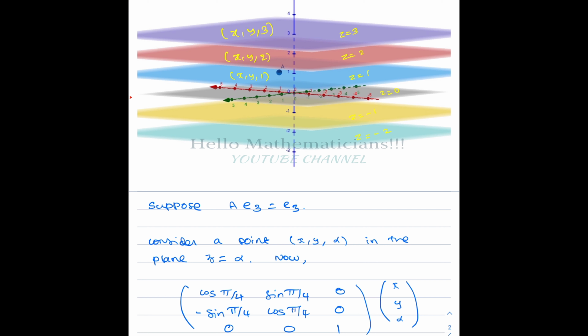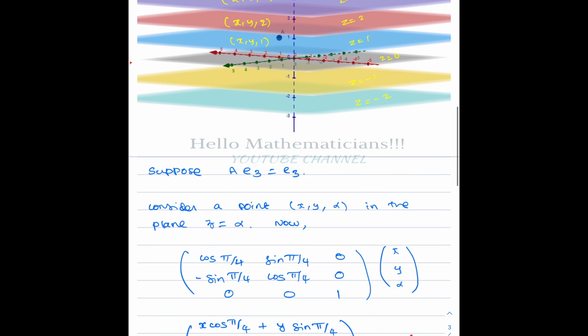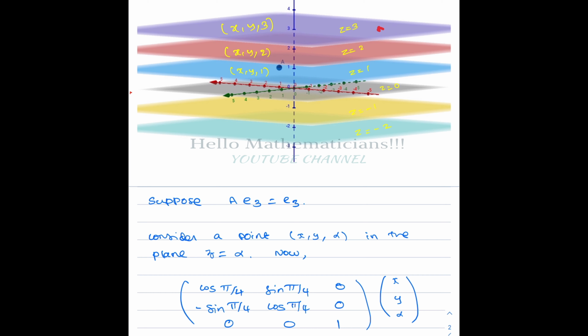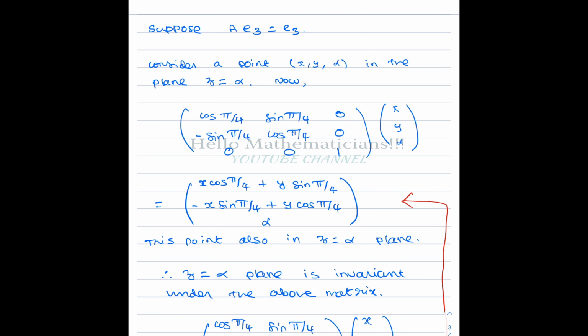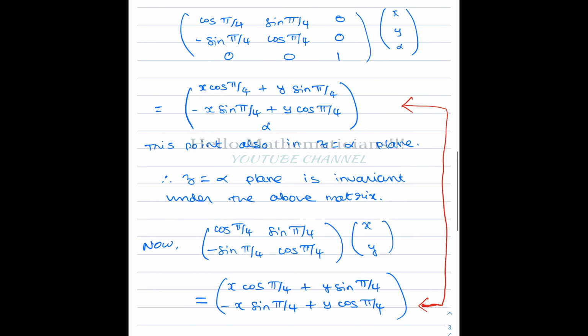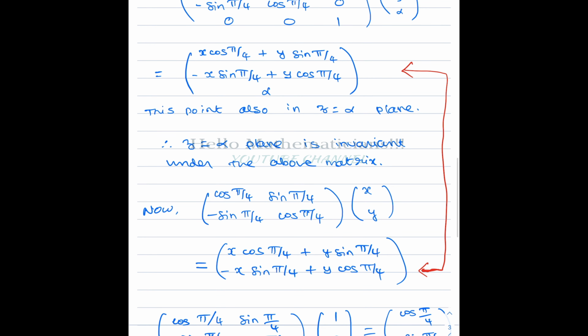Therefore, each of these planes parallel to the xy plane is invariant under the matrix. So invariant means that this plane goes to this plane only. This plane goes to this plane only. So a point in this plane cannot go to some other plane. Okay, this point will go to some other point in this plane only. So that is what we have proved here, because when you act this matrix on a vector, this alpha remains as it is. Okay, now therefore each of those planes is invariant.